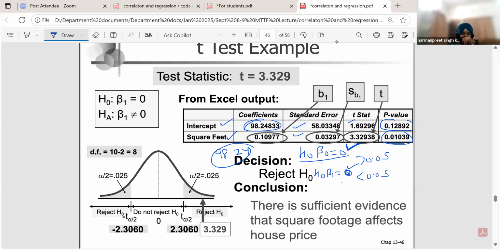The next statement says that the coefficient of square feet, that is beta 1, is significant. That means beta 1 plays a very important role in our model. So we should not consider it as zero; it should not be equal to zero. This is the main thing.